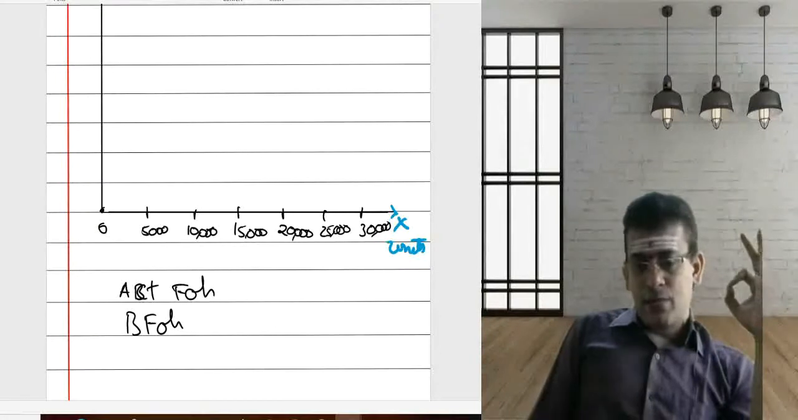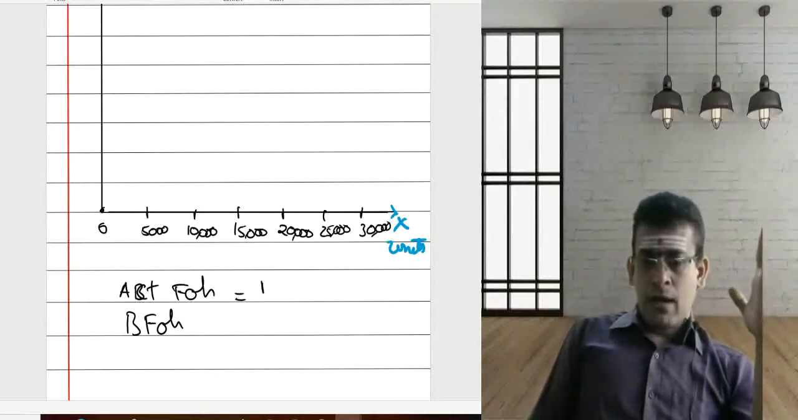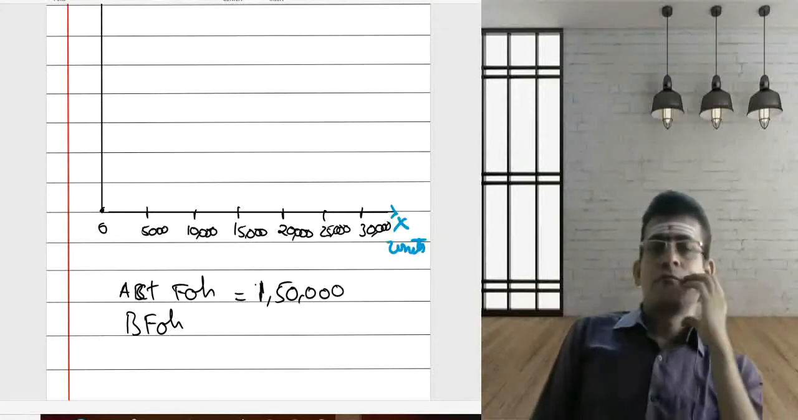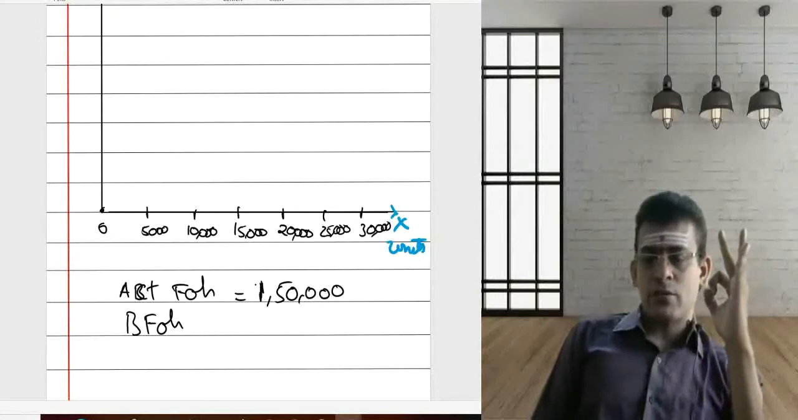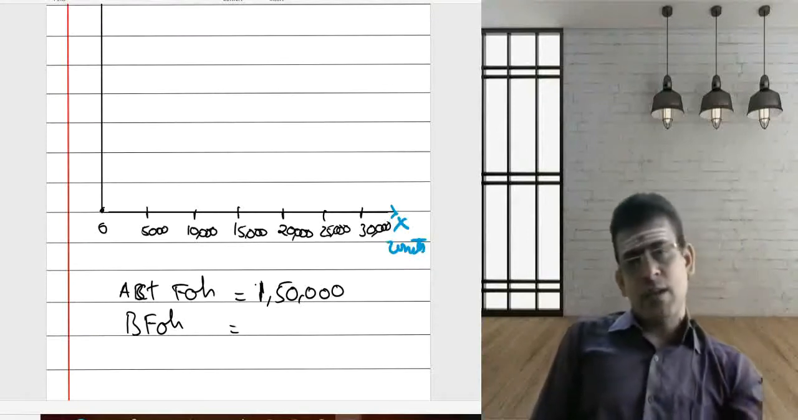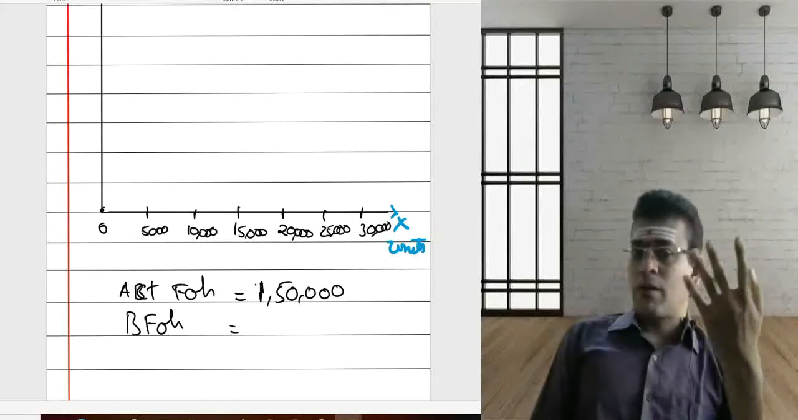Now, let us for an example consider that your actual fixed overhead is 1,50,000. So my actual fixed overhead is 1,50,000. It means that even if I produce 0, my fixed cost is 1,50,000. Even if I produce 30,000, my fixed cost is going to be 1,50,000.